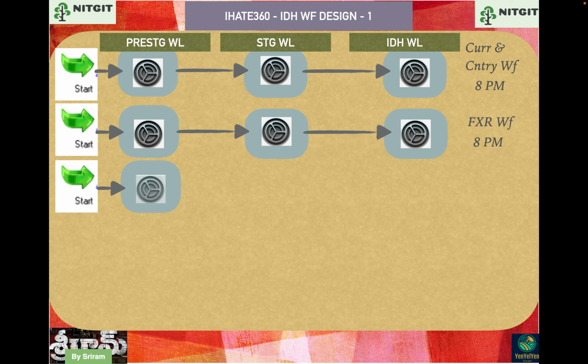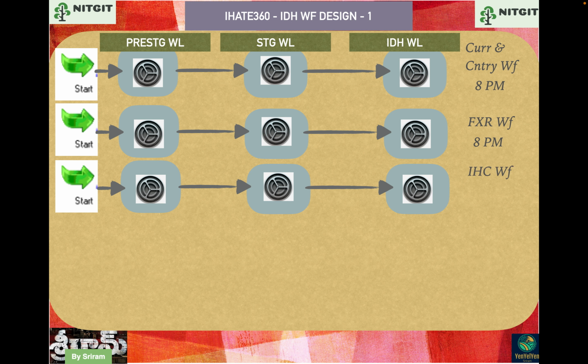So before the load window, say the load window of 9 p.m. has to start, if we have time and we already have the source files, we'll go ahead and load the currency country workflows and then the foreign exchange rate workflows. We'll get the data in first so that lookups will not have any impact on the IHCS workflow.